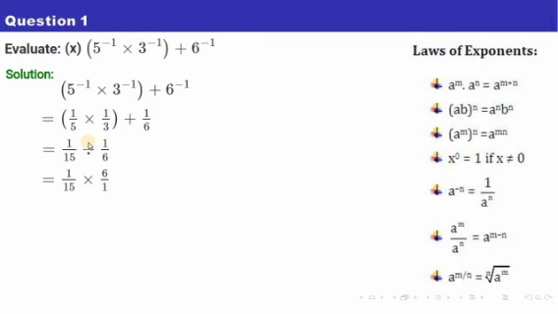So this division changes into multiplication. This 1 by 6 becomes 6 by 1. So your answer turns out to be, if you do cancellation with 3, 3 2s are 6, 3 5s are 15, so this turns out to be 2 by 5. Pause the video, note down the solution.